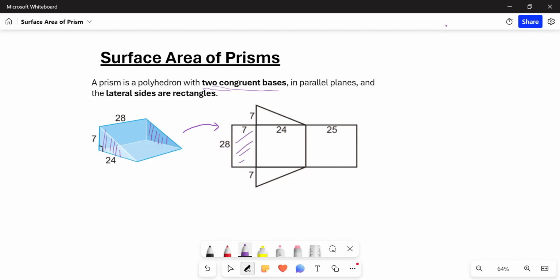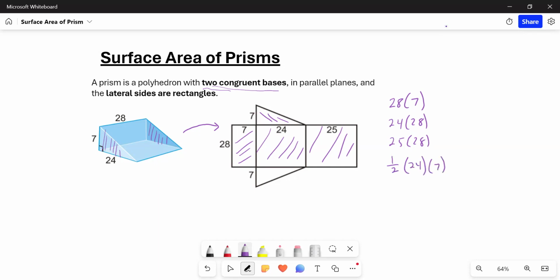So this rectangle here would be 28 by 7. 28 times 7 will give you the area of that. This rectangle here will be 24 by 28. The one next to it will be 25 by 28. And then the two triangles, the bases are actually congruent. They're 7 by 24, each one of them. Remember, the area formula for a triangle is 1/2 base times height. And so we'll have that twice.